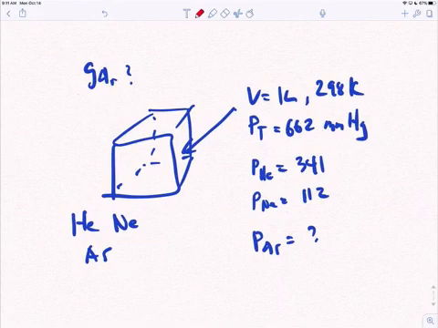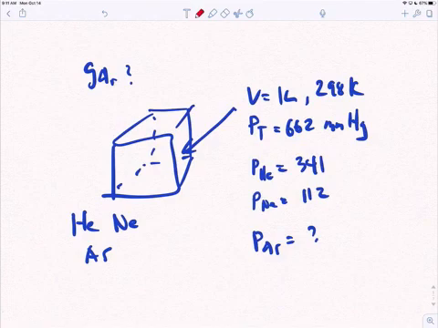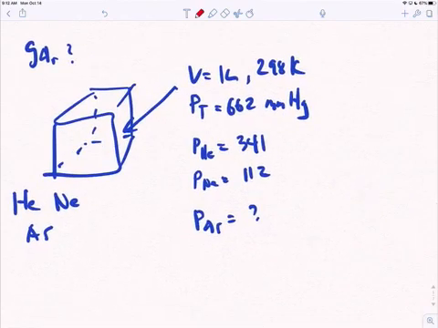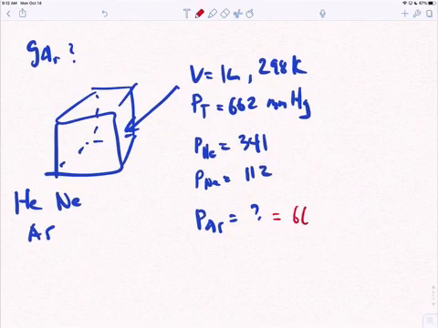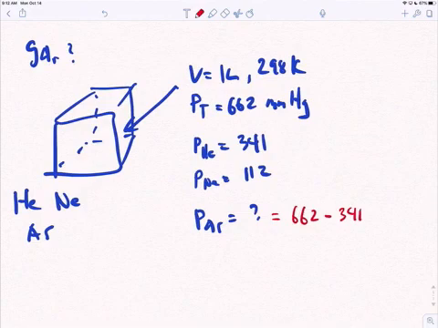Okay, so here is the digested version. We have a container that's 1 liter, and it's at 298 Kelvin. The total pressure, PT, is 662 millimeters of mercury. The helium pressure is 341. The neon pressure is 112. We need to know the mass of argon. So first of all, we need to know the pressure of argon. How do we figure this out? The pressure of argon is going to be equal to the total pressure, 662, minus the pressure of helium, 341, minus the pressure of neon, 112.